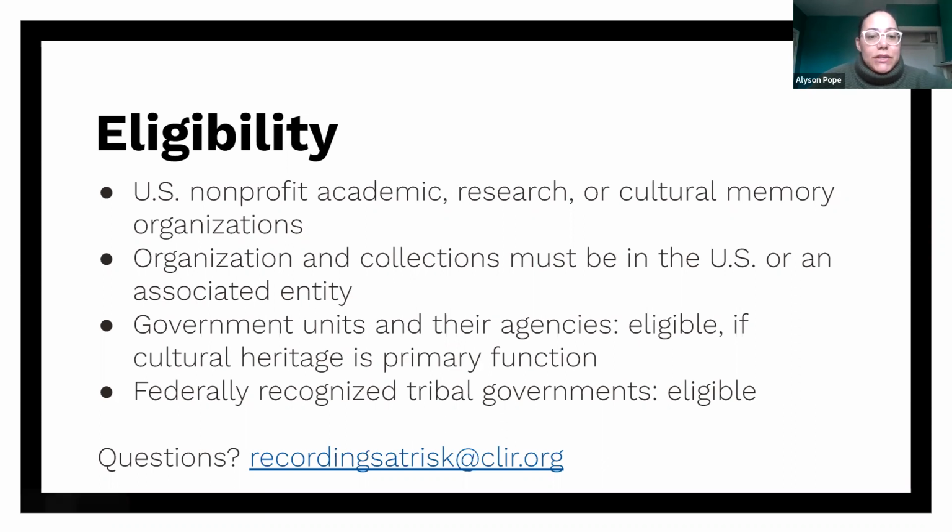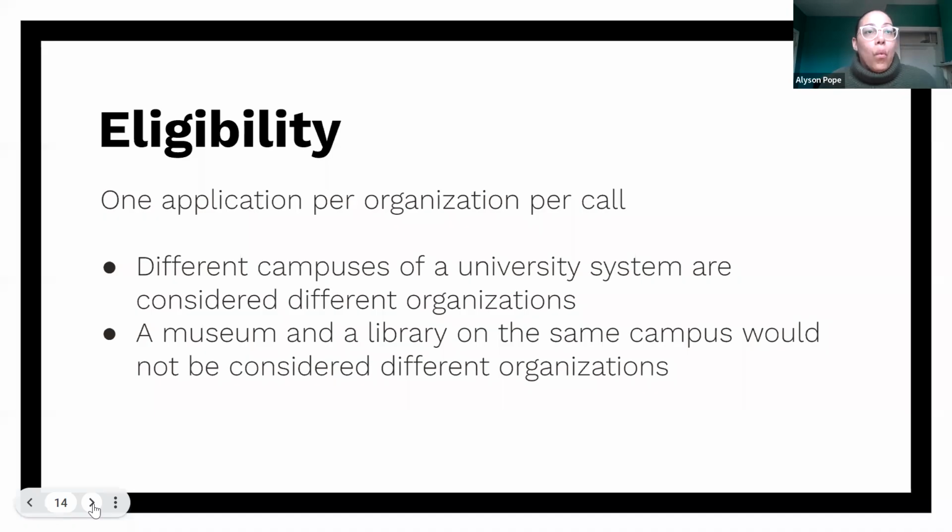An eligible organization can only submit one application per cycle. If an organization submits more than one proposal, CLIR will contact the responsible parties and ask them to select just one for consideration. A common question we receive concerns different campuses of a single academic entity. For the purpose of this program, we treat each individual campus of a university system as its own distinct institution. For example, UC Berkeley and UC Riverside may submit separate applications and would not be required to join forces through a single University of California application.